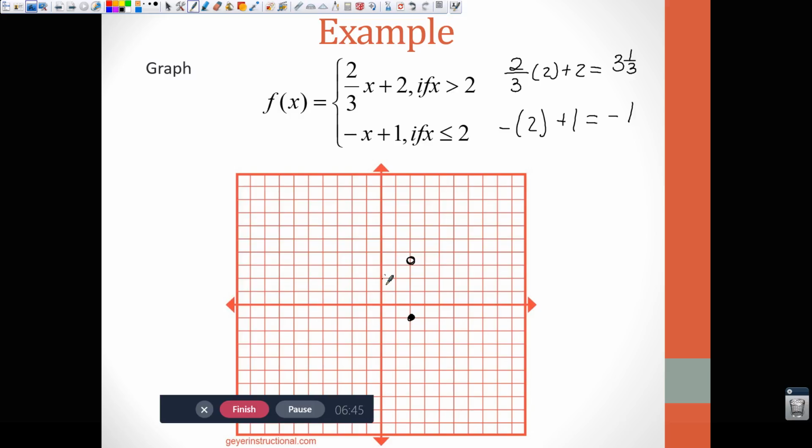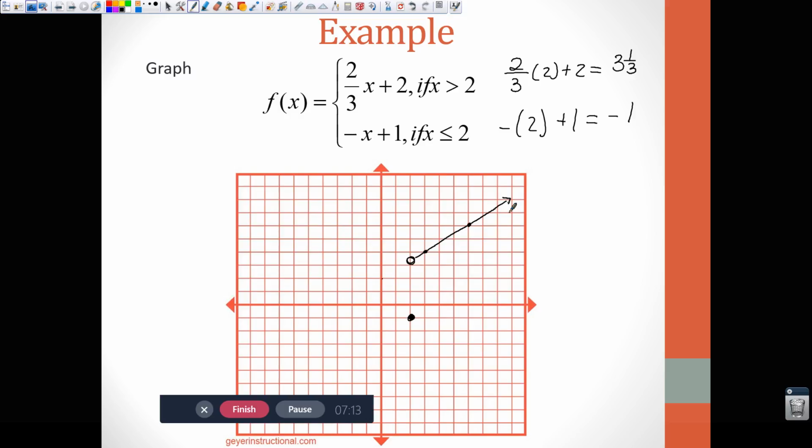So my slope then, I'm going to rise 2 values and run 3 values, 1, 2, 3. So that point would be here, okay? And then I'm going to do that again, rise 2 values, run 3, and that point would be here. So my line is going to look like that.